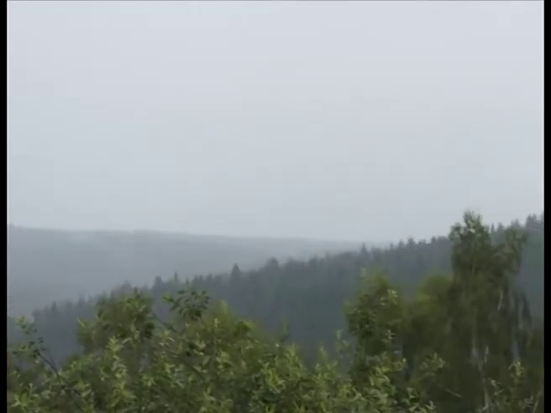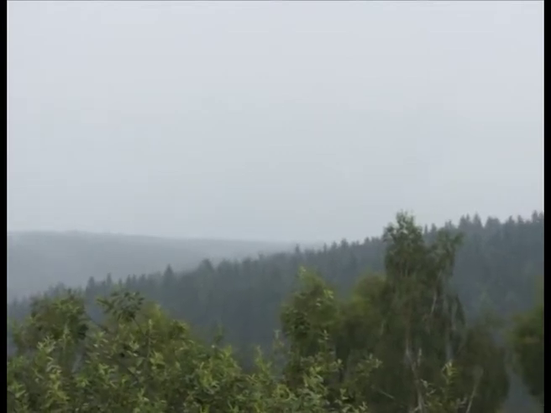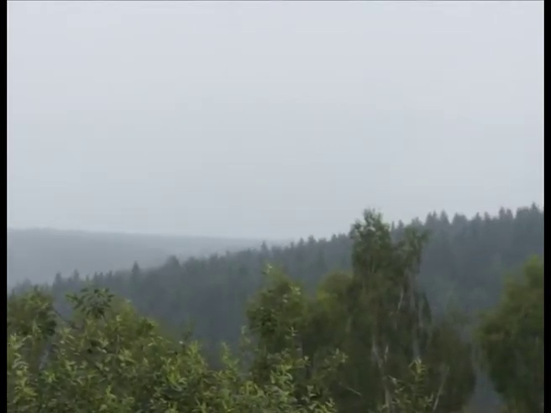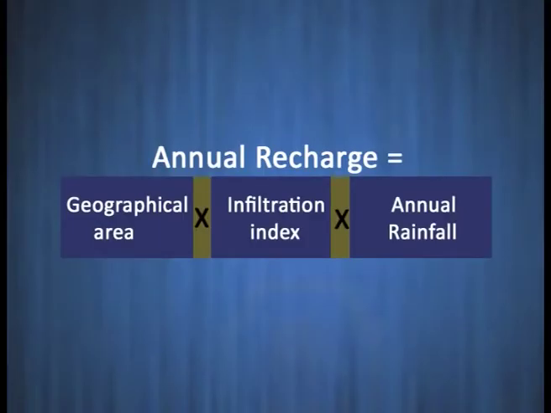With the help of rainfall, there is also a formula by which you can determine the annual recharge. Naturally, an area may have huge rainfall or less rainfall. So, this is general. By seeing the rainfall record of an area, you will get an idea about the groundwater potential of the area. Annual recharge by the rainfall can be calculated. Annual recharge equals geographical area times infiltration index times annual rainfall. So, you can get the annual recharge.